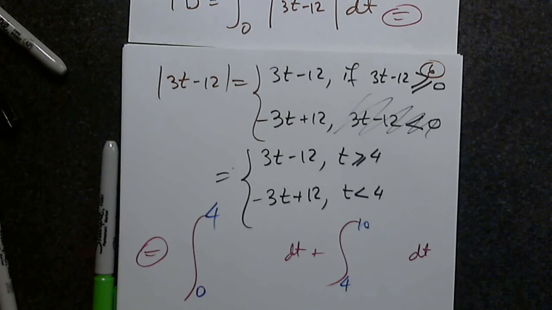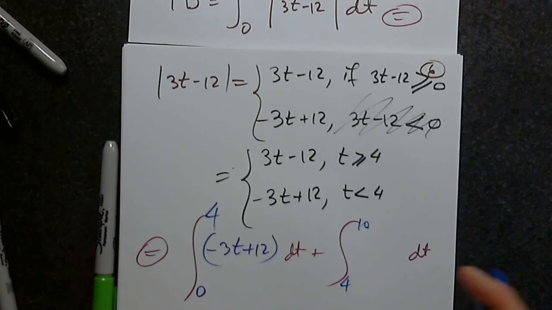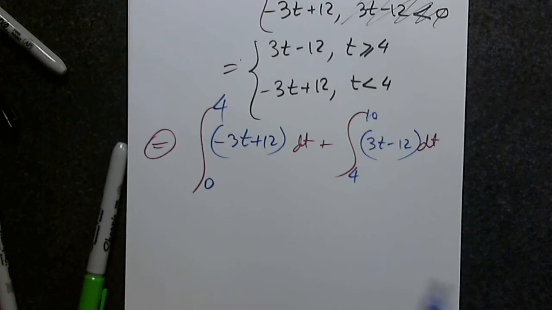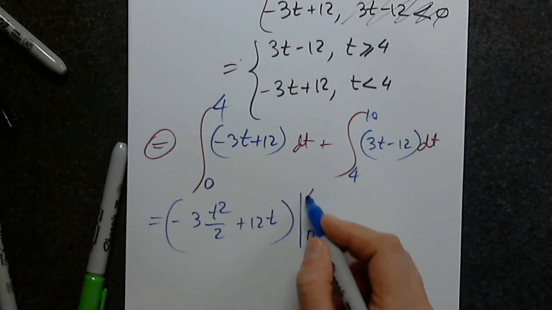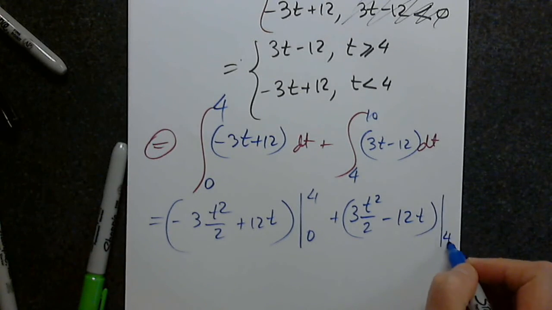So now we have to be very careful and put the correct function in between 0 and 4. Which function is here? Yes, negative 3t plus 12. And which function, of course, it must be the other one. Be very careful how you create this sum of two integrals. They have to be the correct ones, right? On the intervals that we are given. Okay, so then negative 3t squared over 2 plus 12t. This one is from 0 to 4. And the other one is 3t squared over 2 minus 12t. And this one is from 4 to 10.